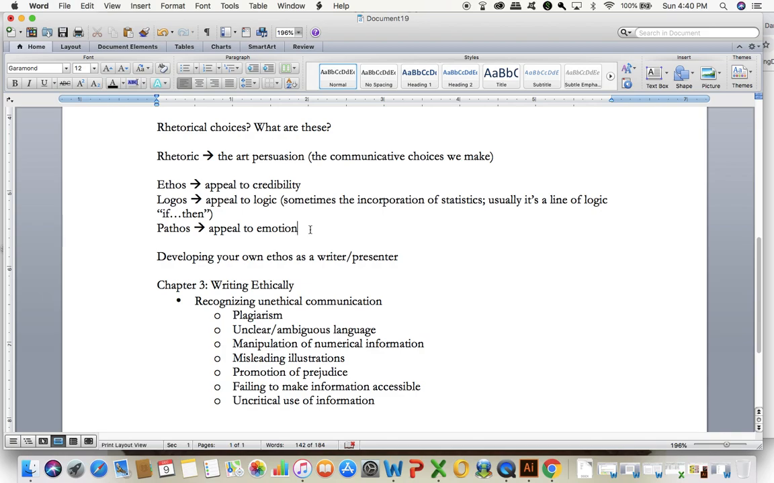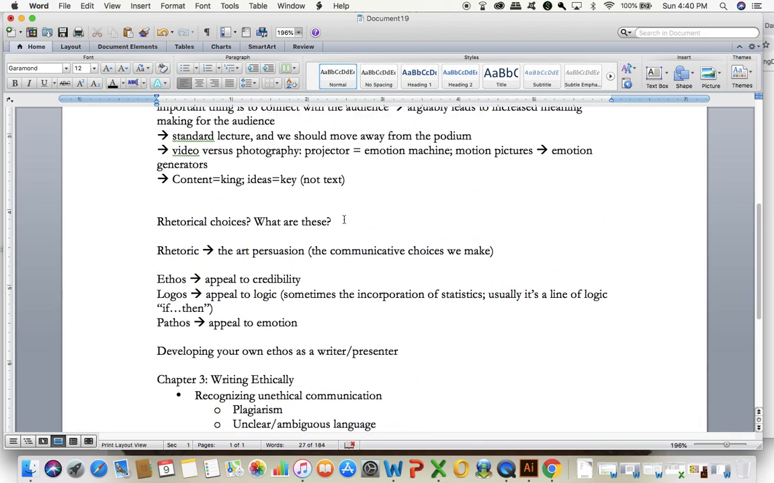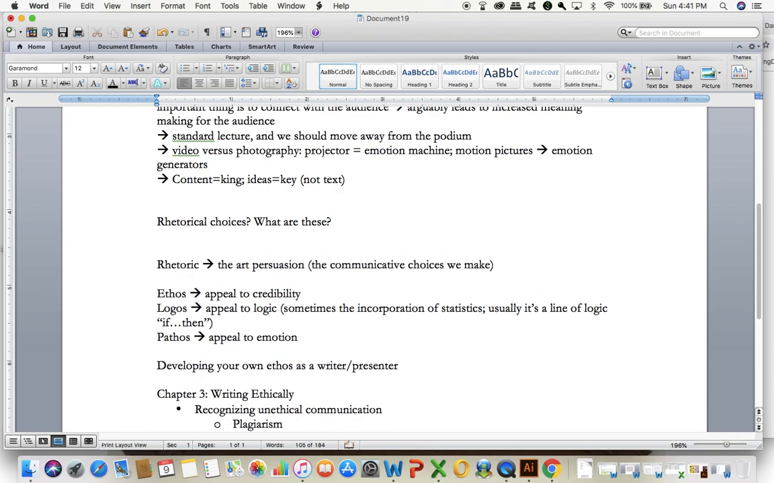And these can all be very manipulative, which is why I said you can use them effectively, or you can use them ineffectively. But I don't want to go into all of the rhetoric stuff. I just wanted to give you an idea of rhetorical choices.